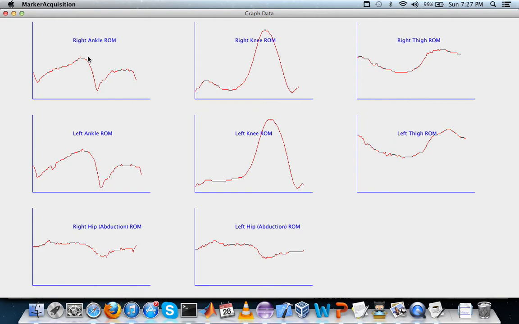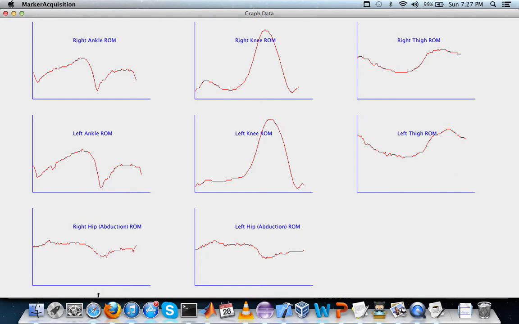What you see with the right ankle range of motion is anything below this, around this line, is plantar flexion, where the ankle's angle becomes greater than 90 degrees, and above it is dorsiflexion, where it's less than 90 degrees.